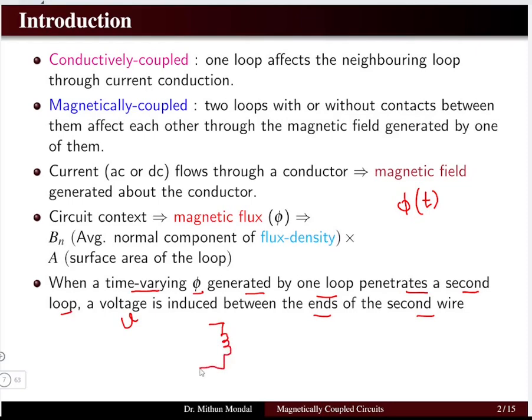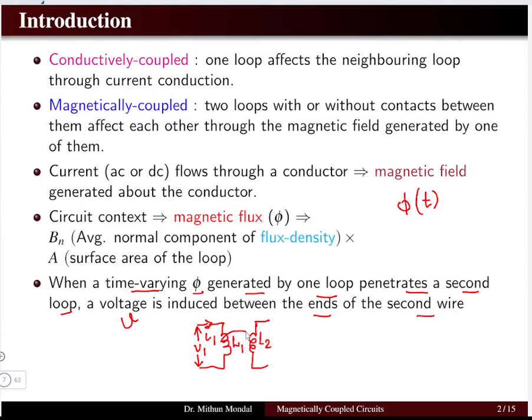Now this is my one coil where I am supplying some voltage V, and as a result a current is flowing through it. This coil will have some inductance which is given by L. Now let us suppose there is another coil which is in the close vicinity. It will also have some inductance. I will represent this one as L1, this one as L2. The supply voltage I can take as V1 and the current as I1.